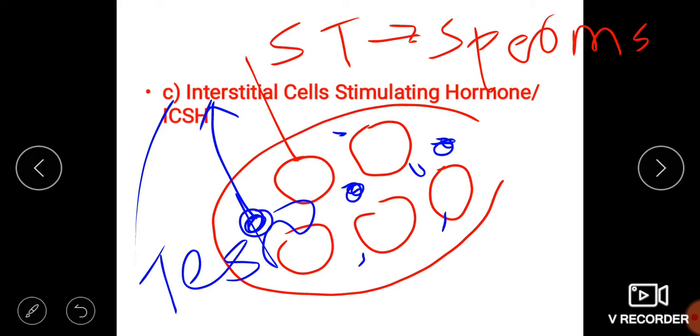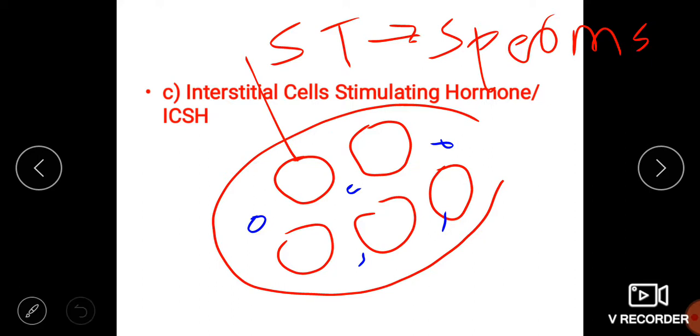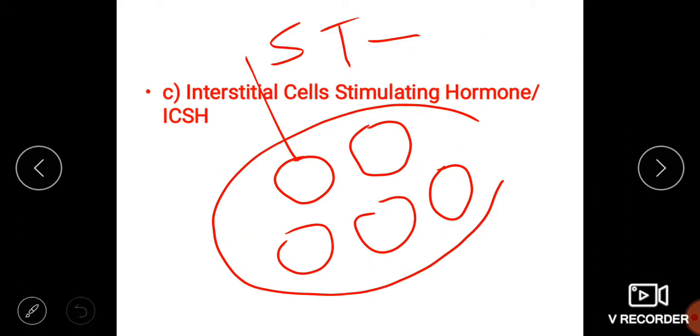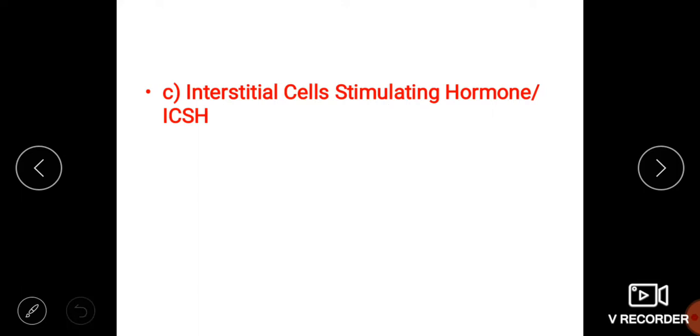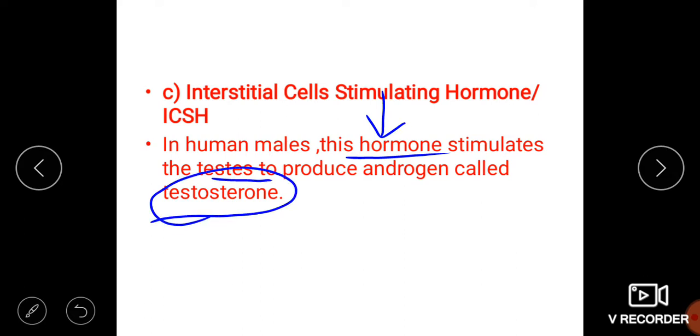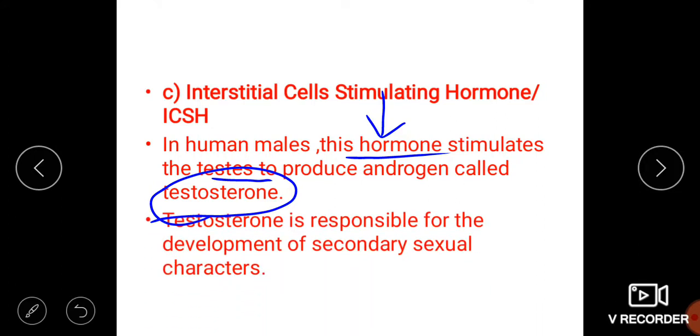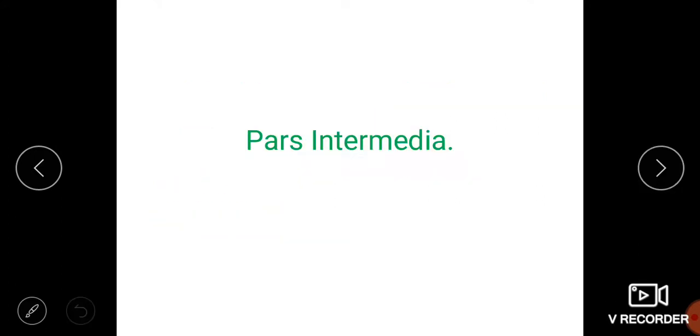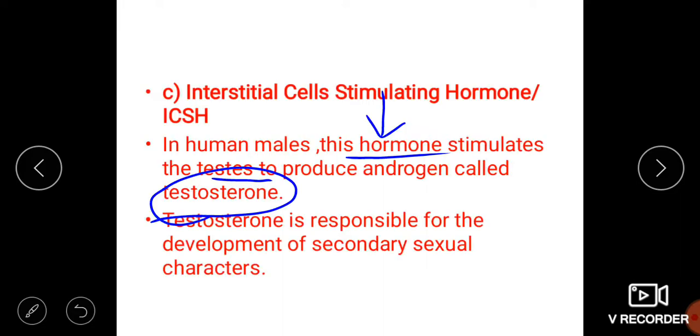So that is the point. In human males, this hormone stimulates testis. This hormone means ICSH. It stimulates testis to produce the androgen called testosterone. And testosterone is responsible for the development of secondary sexual characters.